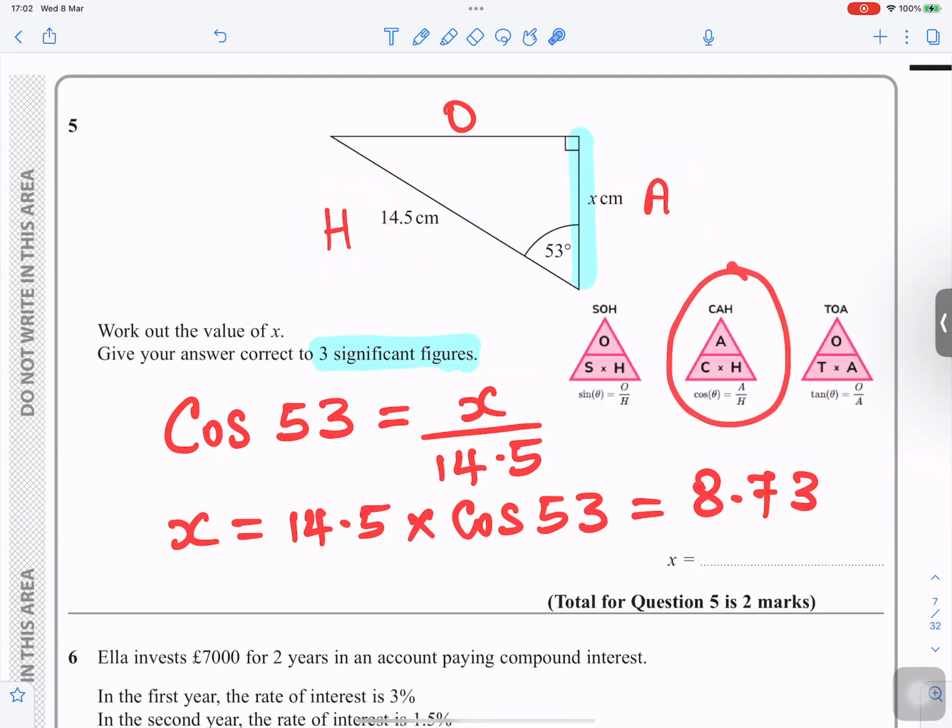We choose that. So that means cosine of 53 degrees is the adjacent over the hypotenuse, which the adjacent is the X and the hypotenuse is 14.5. Now we take 14.5 to the left. So X is 14.5 times cos 53. It gives us 8.73 to 3 significant figures. Don't forget that. That's a very common mistake, to 3 significant figures.